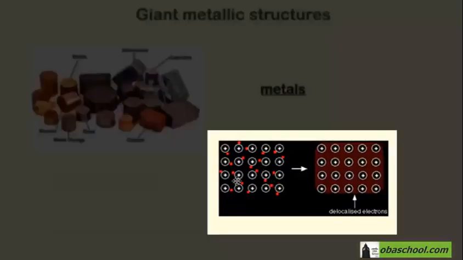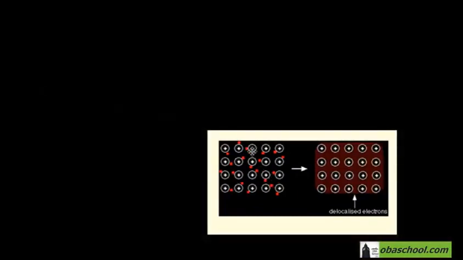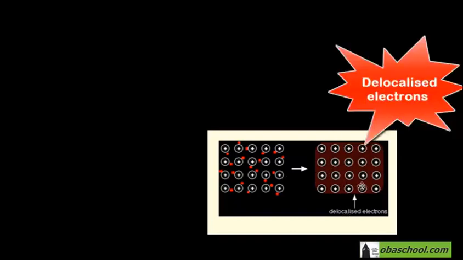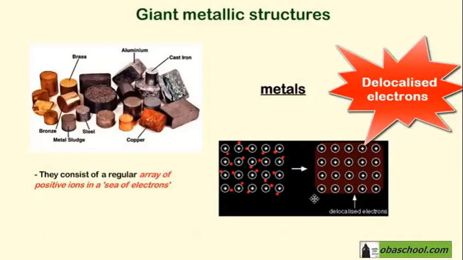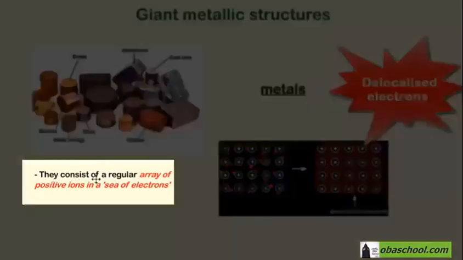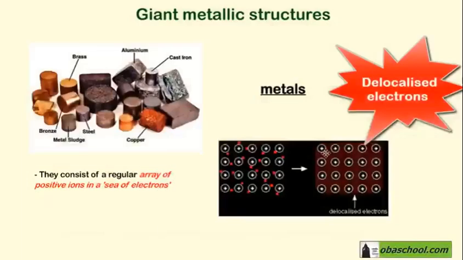Consider this figure. This is the organization of positive metal ions denoted as plus, and in red are the delocalized electrons. In metals, the valence electrons are delocalized so that they are further away from the outermost shell. They consist of a regular array of positive ions in a sea of electrons. So see how they are organized in a sea of electrons, which appears in red because the electrons are delocalized and can freely move.